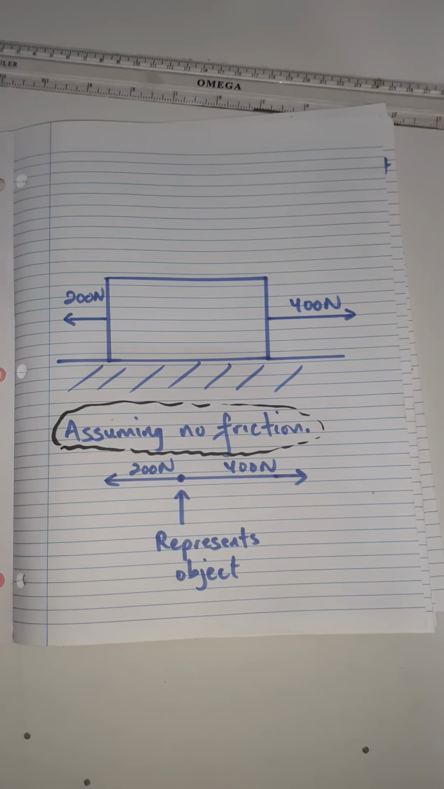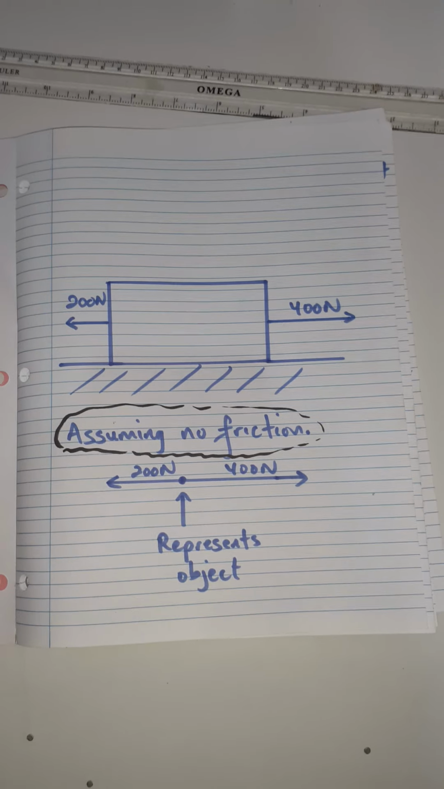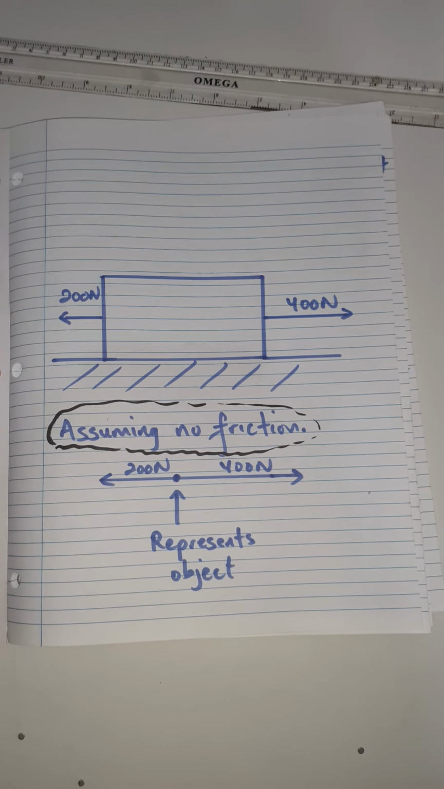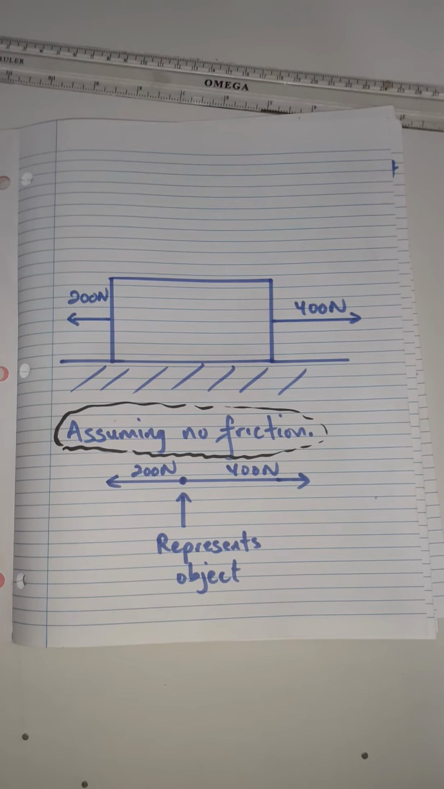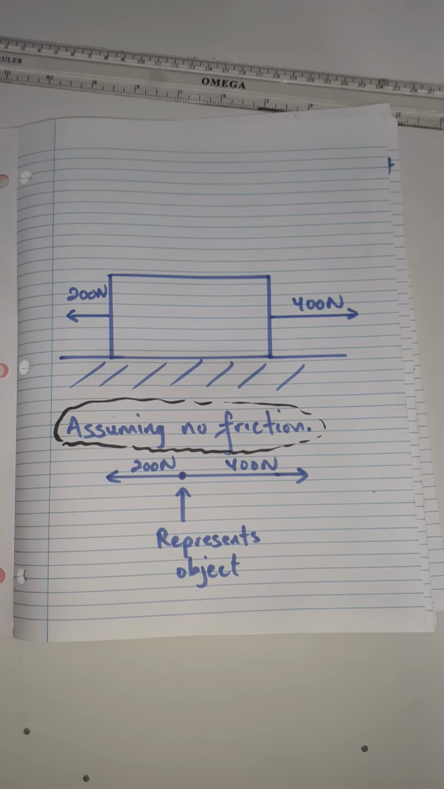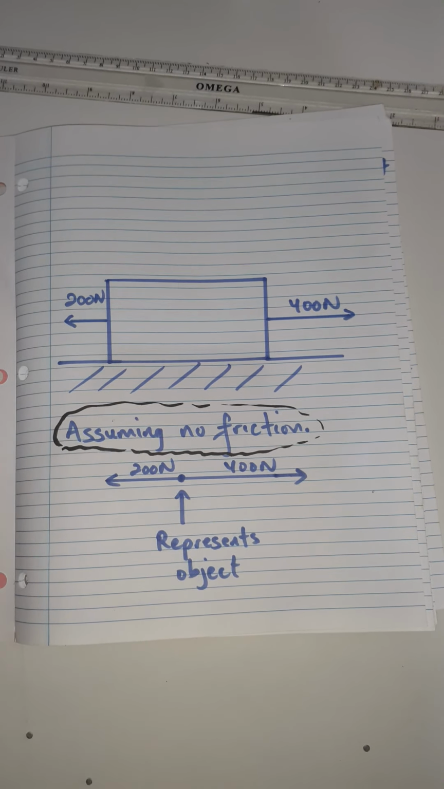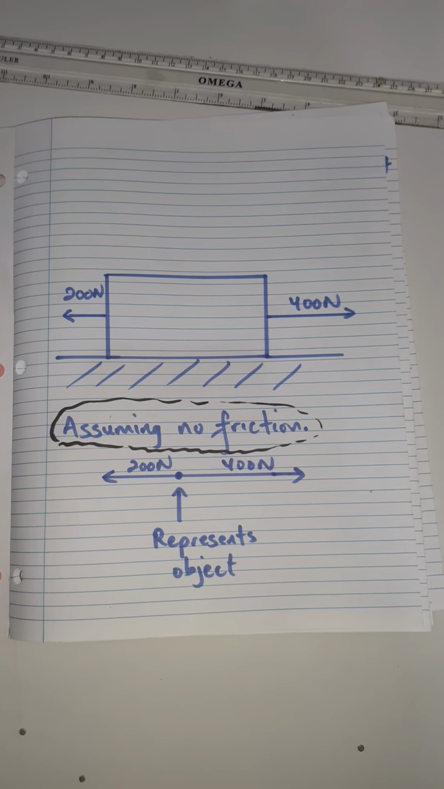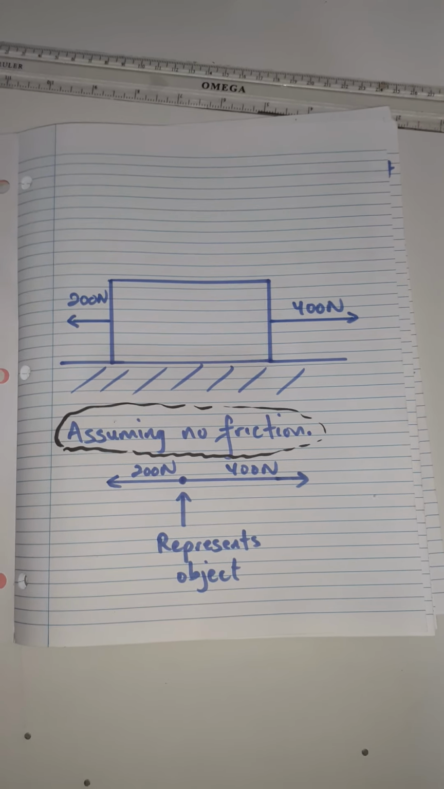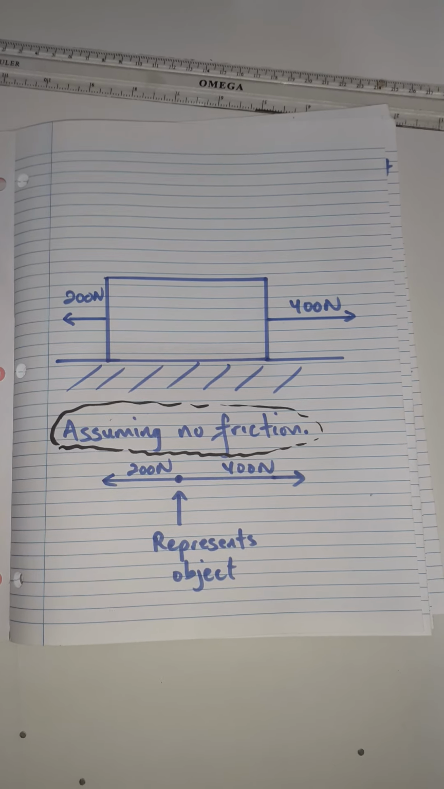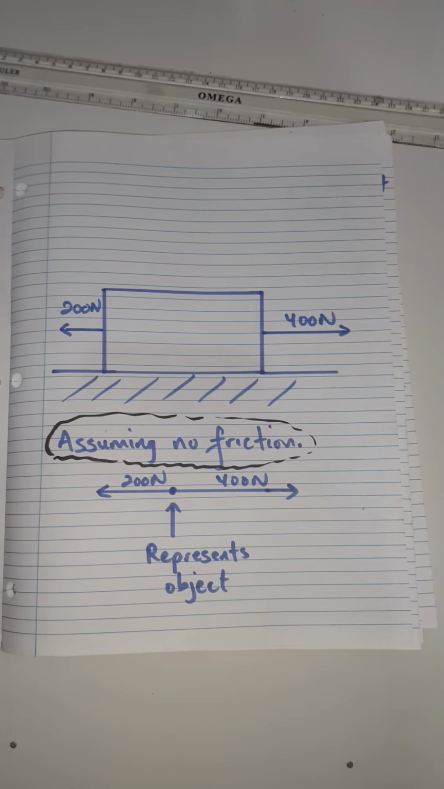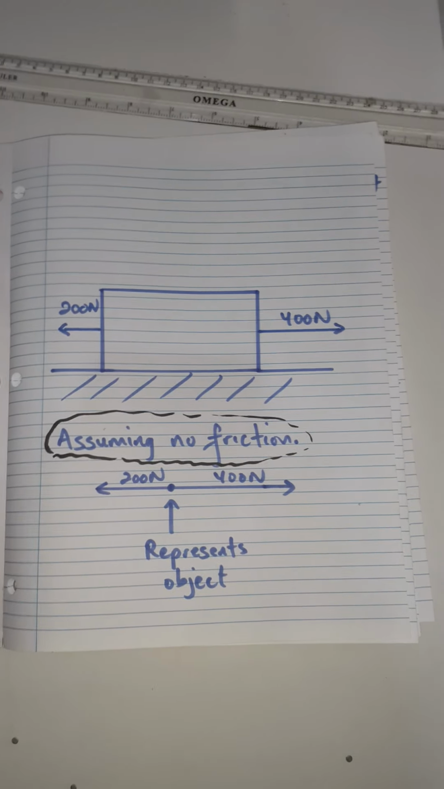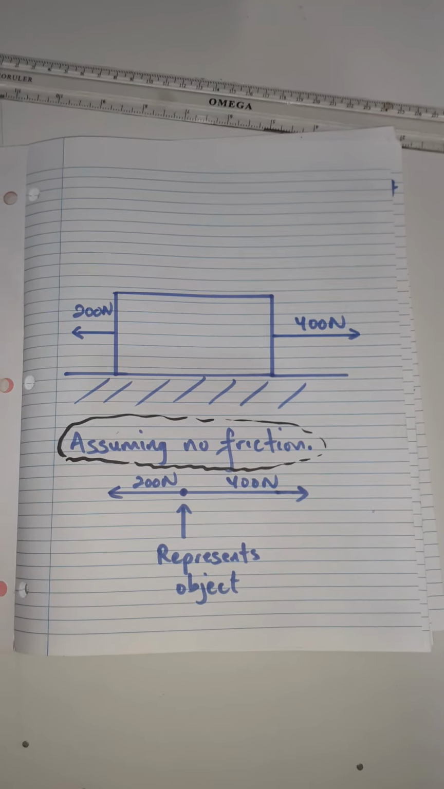We can represent this same situation as the diagram in the line diagram below, where the box is represented by that point and the two forces acting on the box are represented by the arrows. Now note that the 400 newtons is a larger force, and therefore the arrow is 2 times the size of the arrow that represents the 200 Newton force acting to the left.